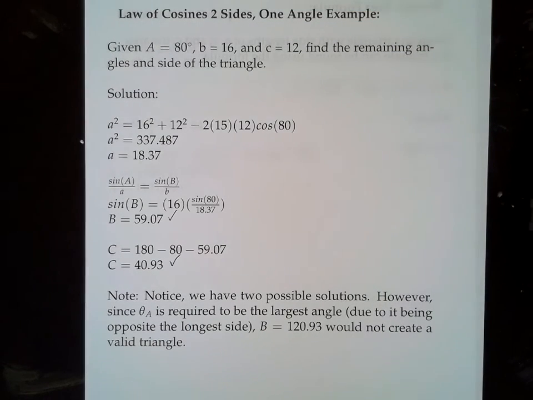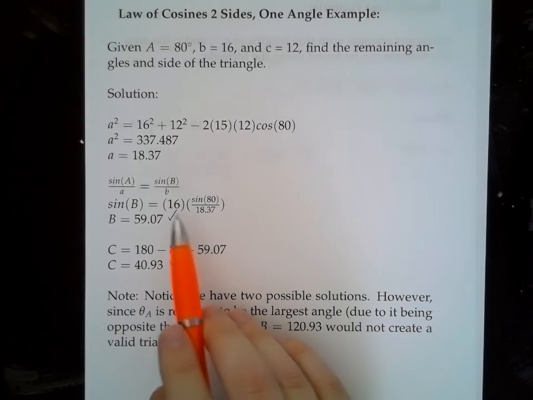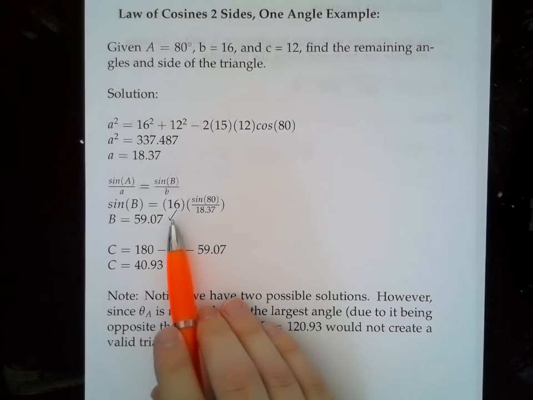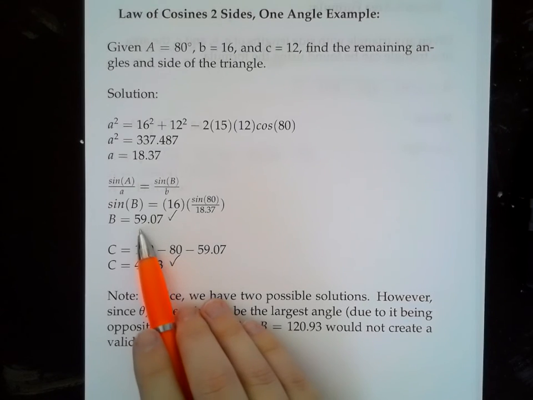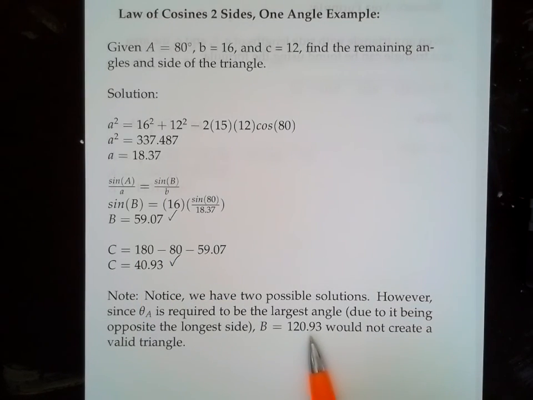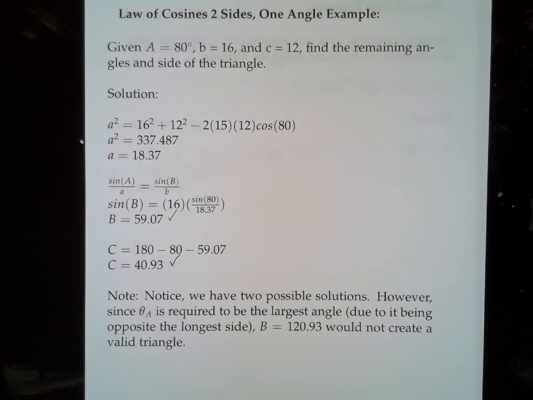So that's something that you really have to be careful of when it comes to two sides and one angle, is making sure that when you solve for B, that this should not be the secondary output. So the fact that it should be the smaller number rather than the larger number is going to be based on your knowledge of triangles and your knowledge of the law of cosines.